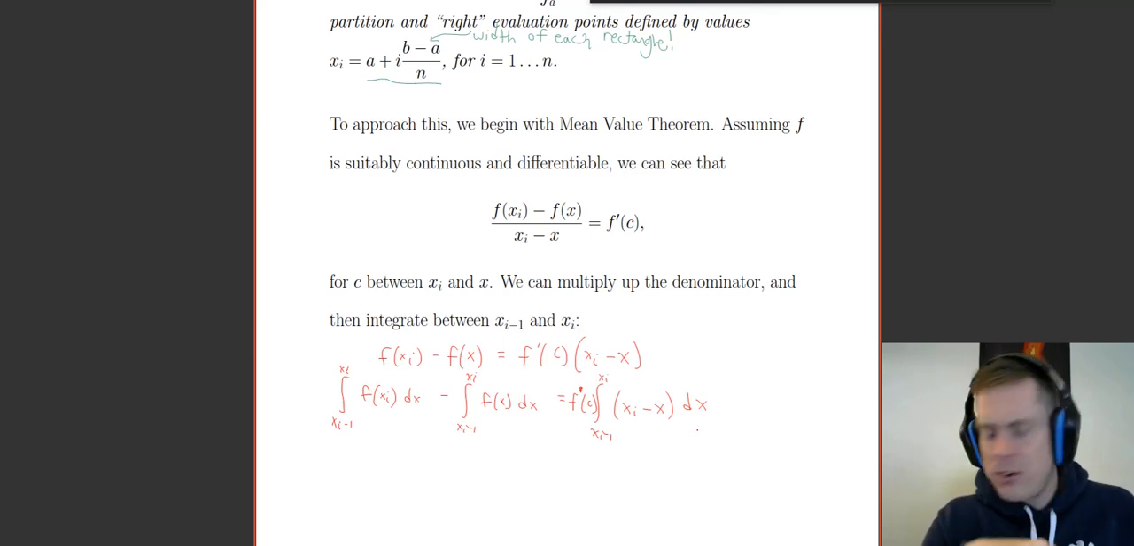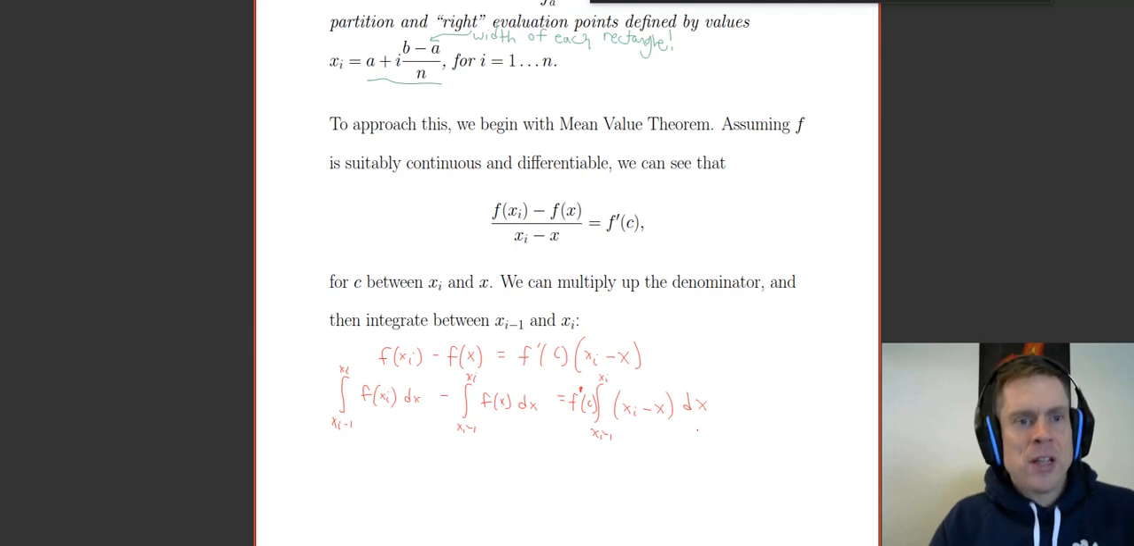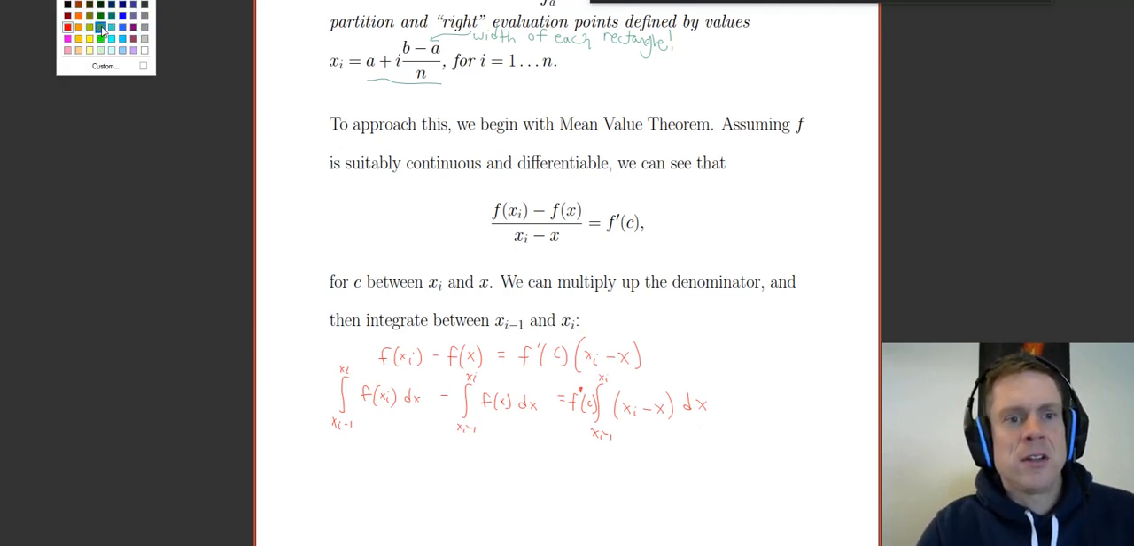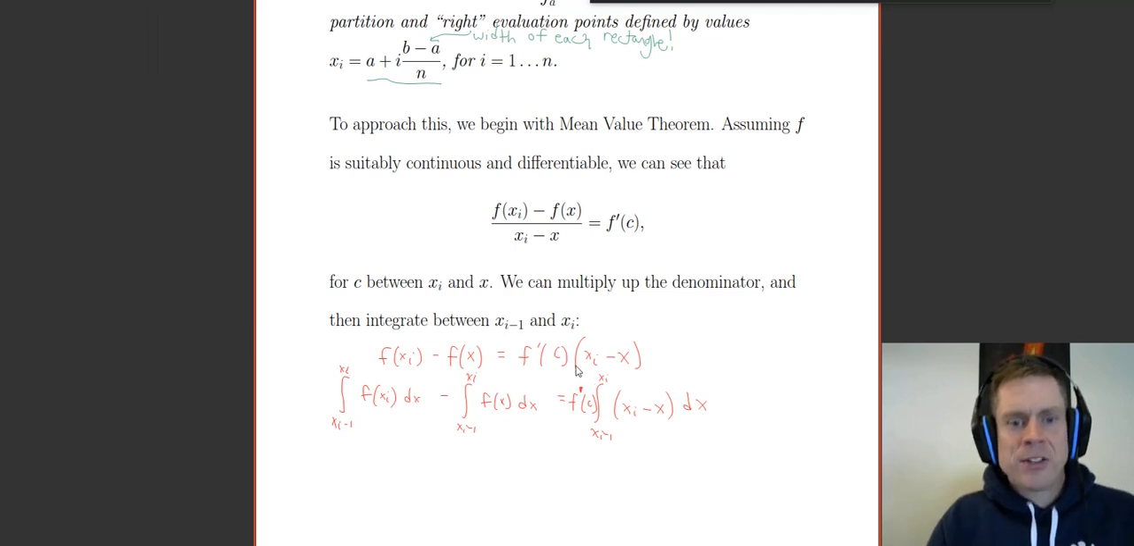We want to figure out what to do with this, so why don't we do that integral? You might look at each piece and get a little intimidated, but look at the leftmost one, the f of x_i. This is f evaluated at a particular node. In other words, f of x_i is just a number.